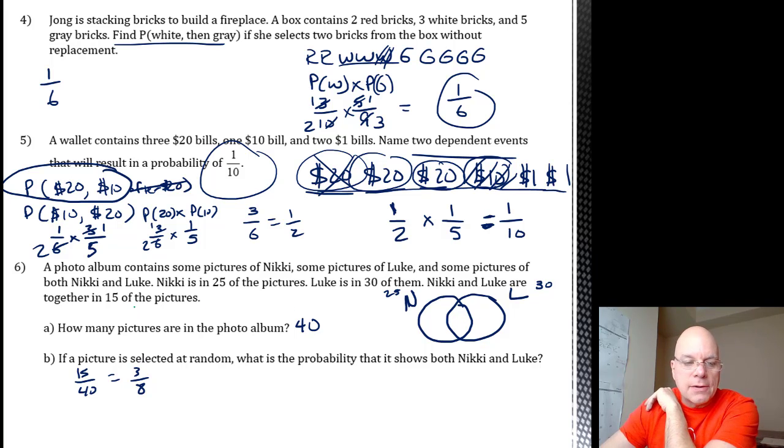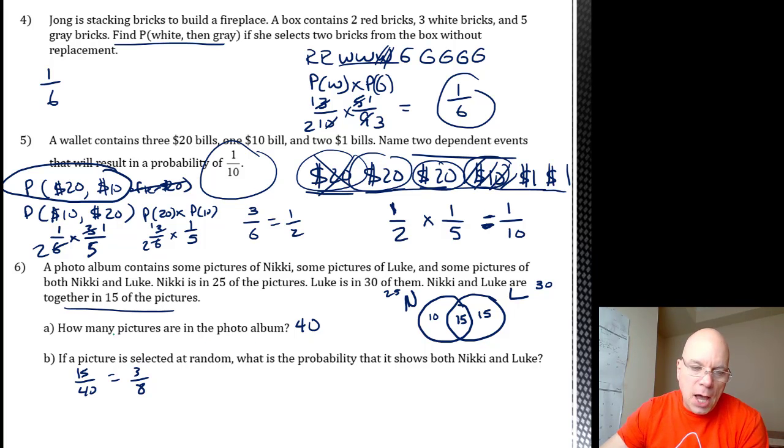Nikki and Luke are together in 15 of the pictures. Now I can do something. I know the intersection is 15, so I know there must be 10 Nikki only pictures and 15 Luke only pictures to make the numbers work out. How many pictures are in the photo album? Now that I've got my Venn diagram, 10 plus 15 plus 15 is 40. This is how I got the 40.